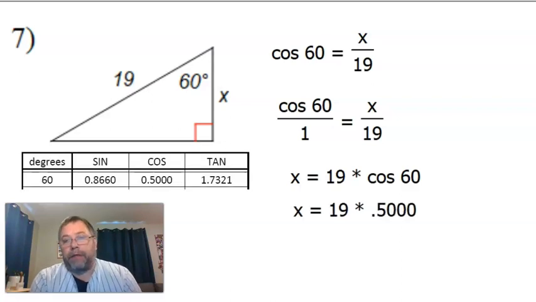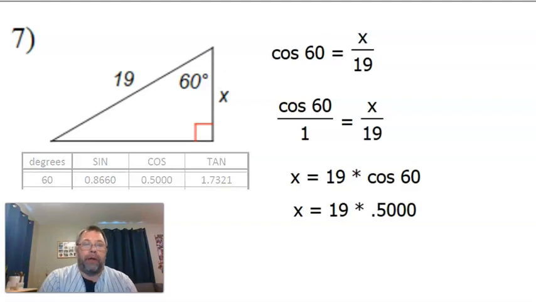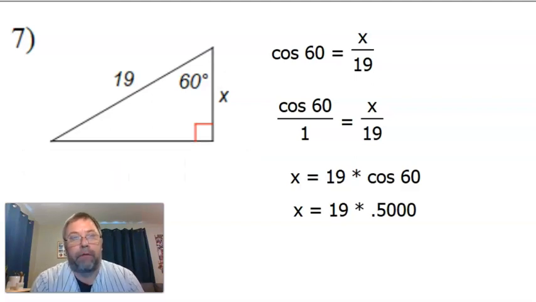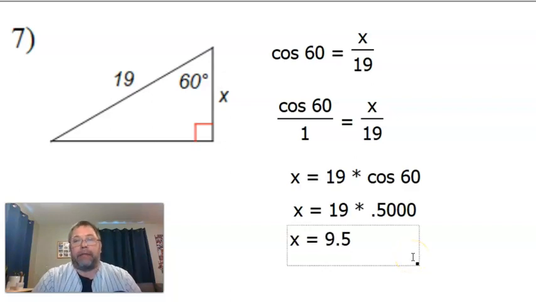And this one's kind of interesting because you actually get exactly 0.5. There's a few extra zeros. If you want to leave them there, that's fine. So now we actually can just figure out how long our missing side is. 19 times 0.5. And we get x is equal to 9.5. And if you want to be perfect, units.